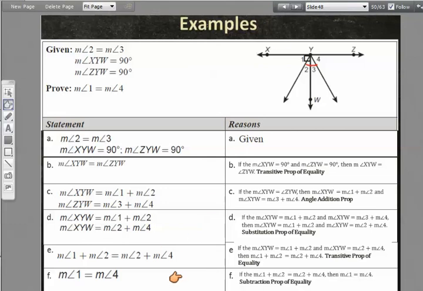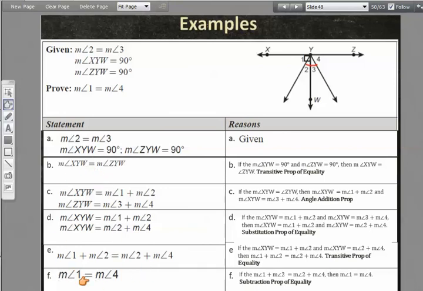And that, my friends, is the subtraction property of equality. Because what you're doing is it's just like a variable. You're subtracting the measure of angle 2 from both sides of the equal sign. And when you do that, they both become 0. So you're left with the measure of angle 1 equals the measure of angle 4.